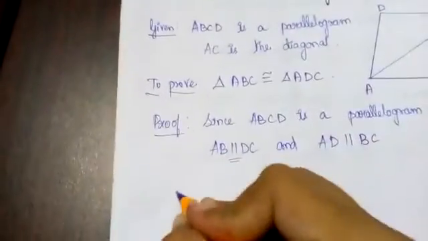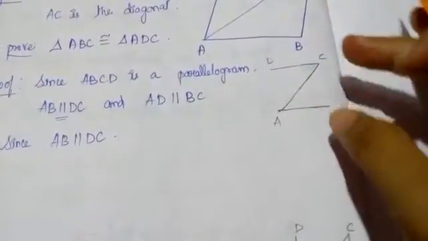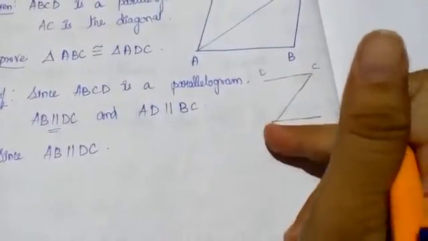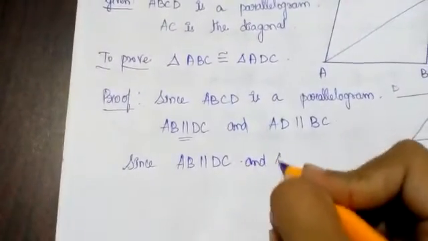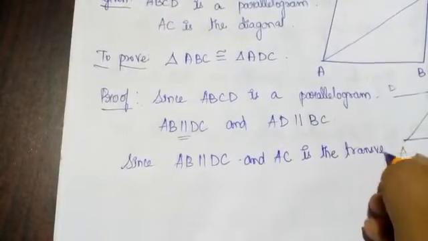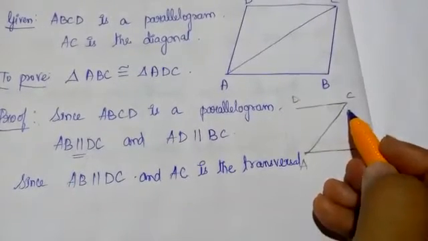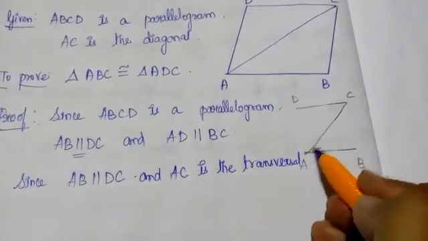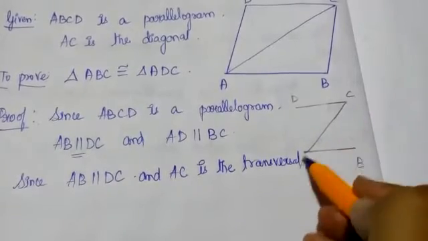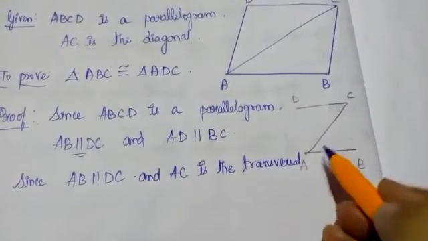So you can write it, since AB is parallel to DC, I have considered these two sides. Similarly, how is AC now? AC looks like a transversal, isn't it? So you can write it, and AC is the transversal. A line is called a transversal when it intersects two or more lines at distinct points. So this AC, the diagonal, intersects the two parallel lines DC and AB at different points. So AC is also called a transversal.